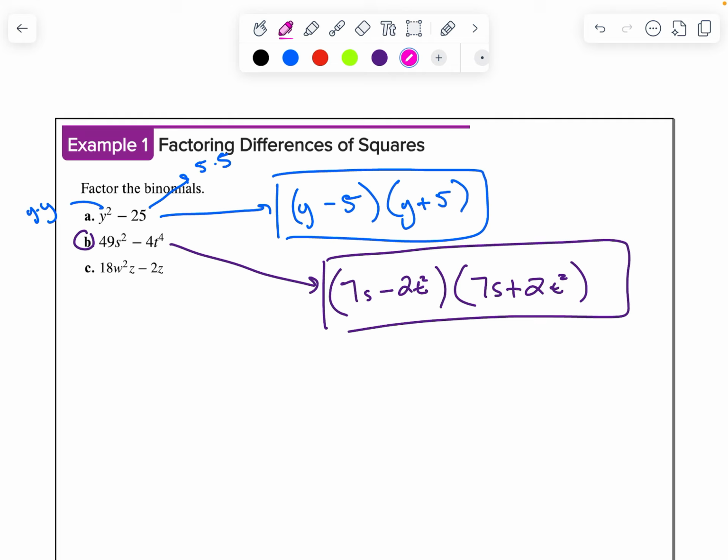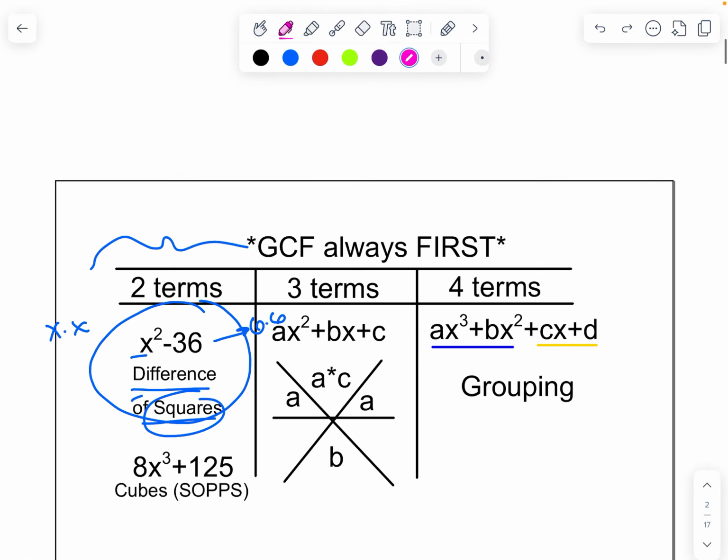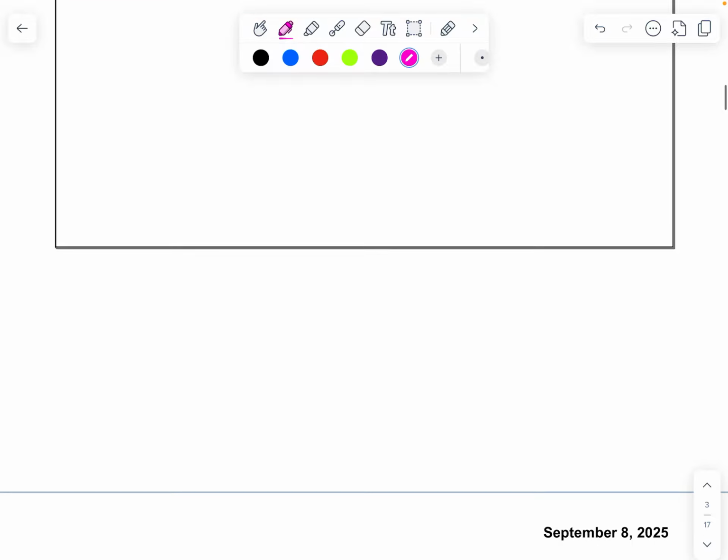Notice on this next one that it does not look like a difference of squares, right? 18 is not 9 times 9. Z is not z times z. It doesn't look like a difference of squares. If we go back to our factoring chart, remember that the first thing we always need to look at is, can we take out a GCF? If you could take out a GCF, you should absolutely do that first.